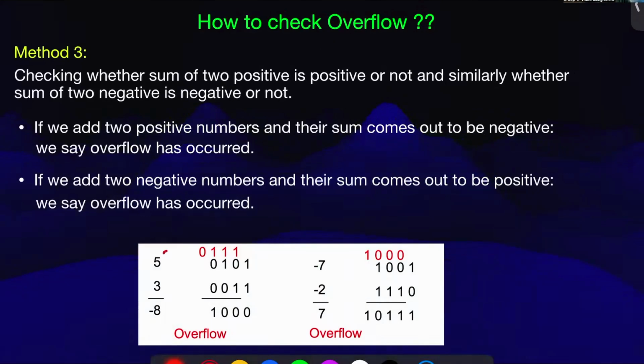Here we add 5 and 3. But we get this, which represents minus 8. So we say overflow has occurred. Similarly for this, we add minus 7 and minus 2, but we get the answer to be 7, which is positive. So we say that overflow has occurred.